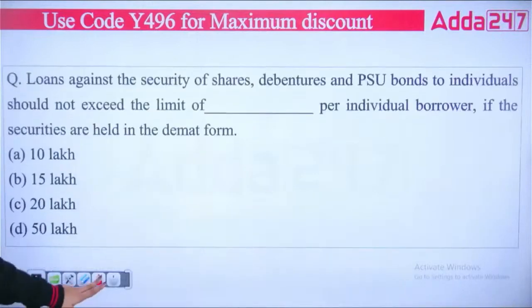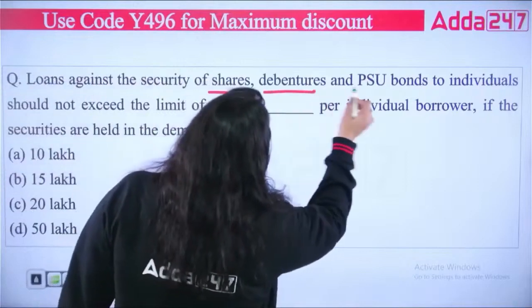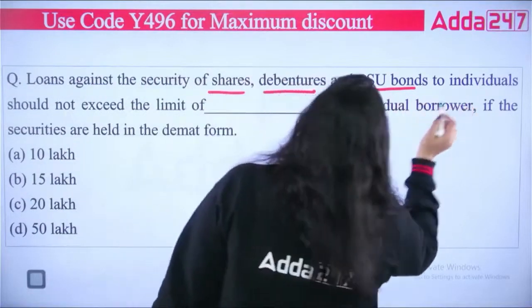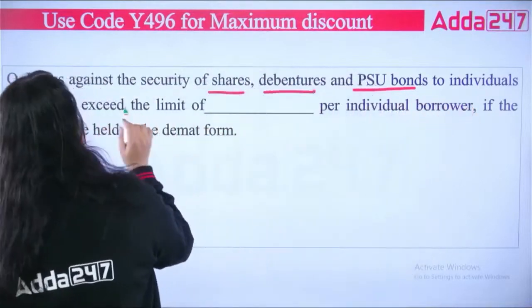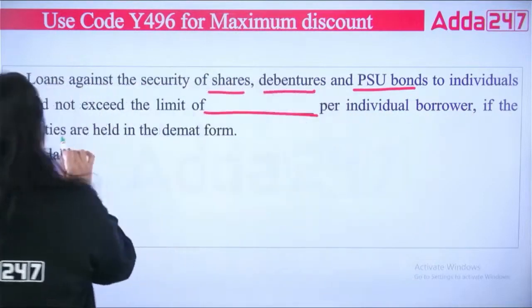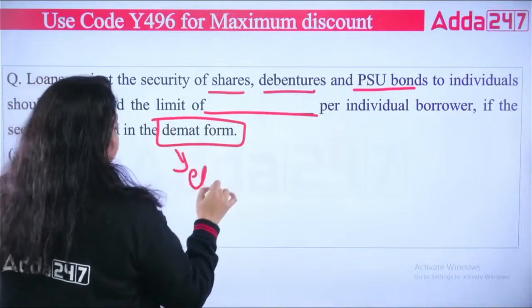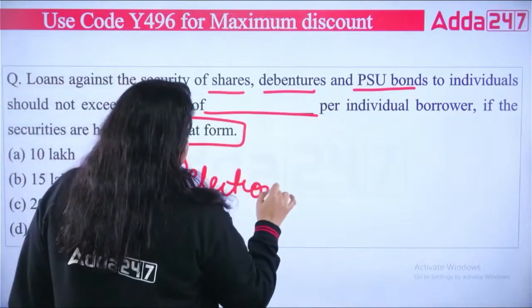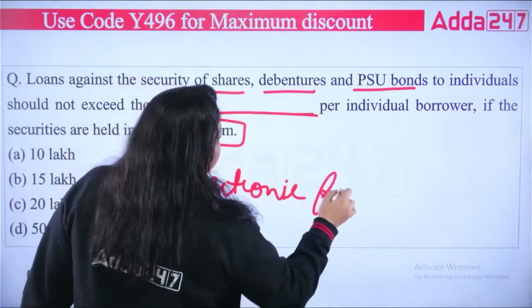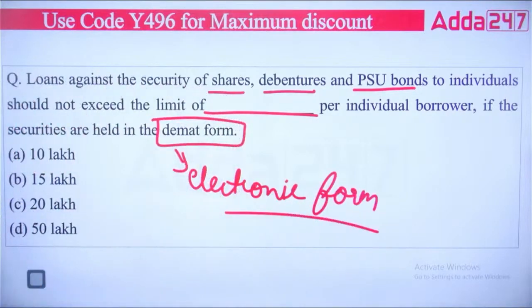Next question we have is talking about loans against the security of shares, debentures, public sector undertaking bonds to an individual, which should not exceed the limit of dash per individual borrower if the securities are held in demat form. Demat form means electronic form. If you have securities in electronic form, that is known as demat form.